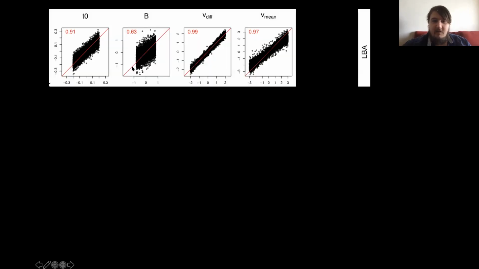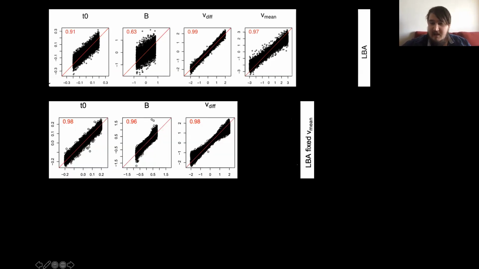So this is the previous LBA. As you recall, threshold is bad. I've really drummed this home. And here's the one with fixed V-mean. And as you can see, things get substantially better. VDIF actually seems to get a bit worse, which is interesting. I don't exactly understand why, but it's on the quantitative side rather than the qualitative side, right? You can clearly know whether the generating value was zero or not, right?